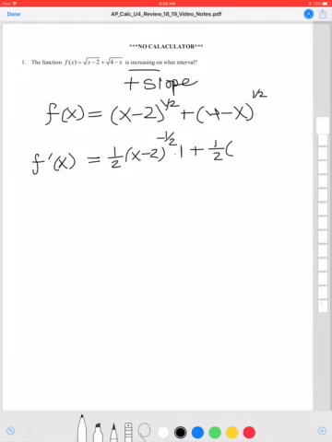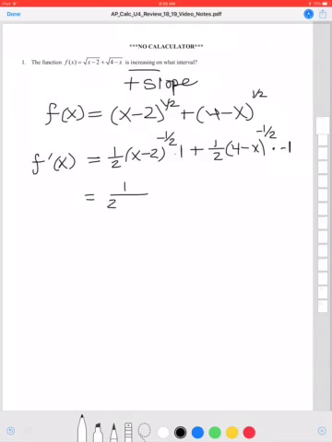plus 1/2 times (4 minus x). 1/2 minus 1 is negative 1/2, times the derivative of the inside. The derivative of 4 minus x is negative 1 because of that negative x there. Alright, so let's clean this up a little bit.